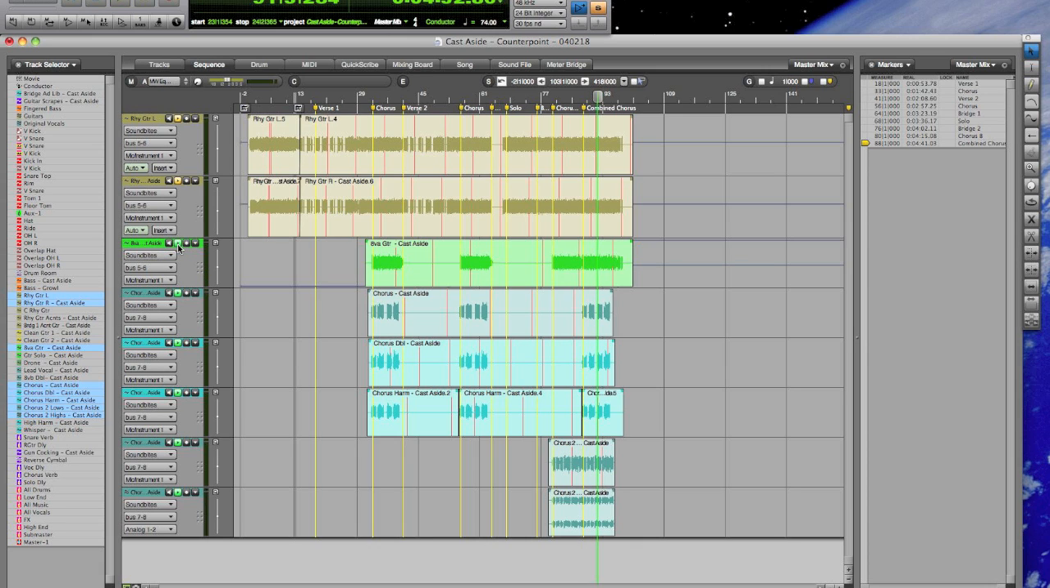The chorus B vocal is basically pitched a third above the chorus A vocal. Check these two out.